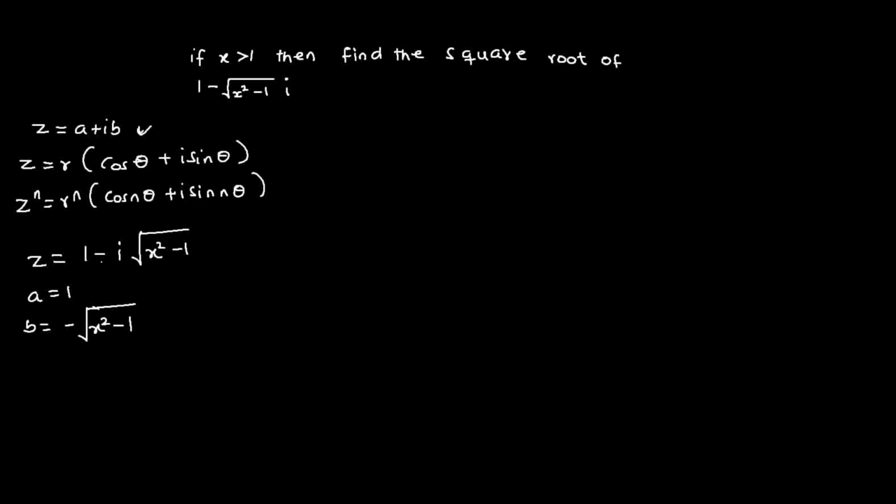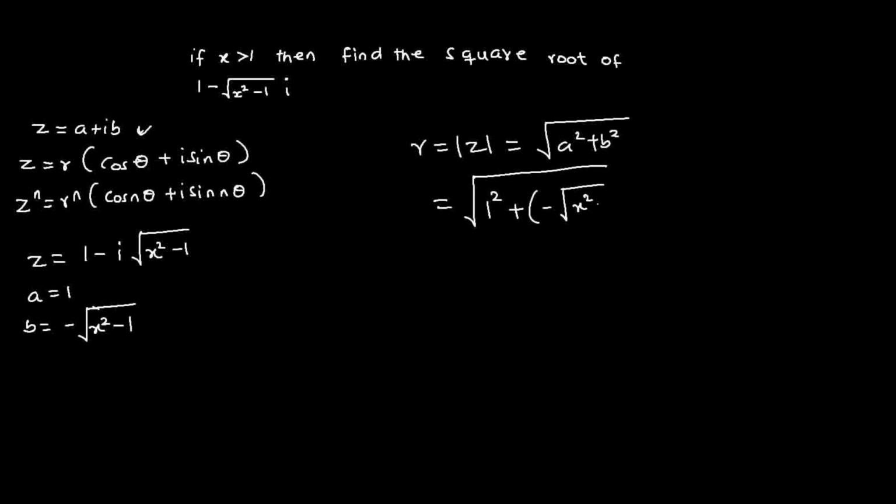From here you see that we need r, which is the modulus of the complex number, and that's calculated as the square root of a squared plus b squared. So let's look at how you're going to do this. This will be equal to the square root of 1 squared plus minus the square root of x squared minus 1, all squared. This is what you have now.